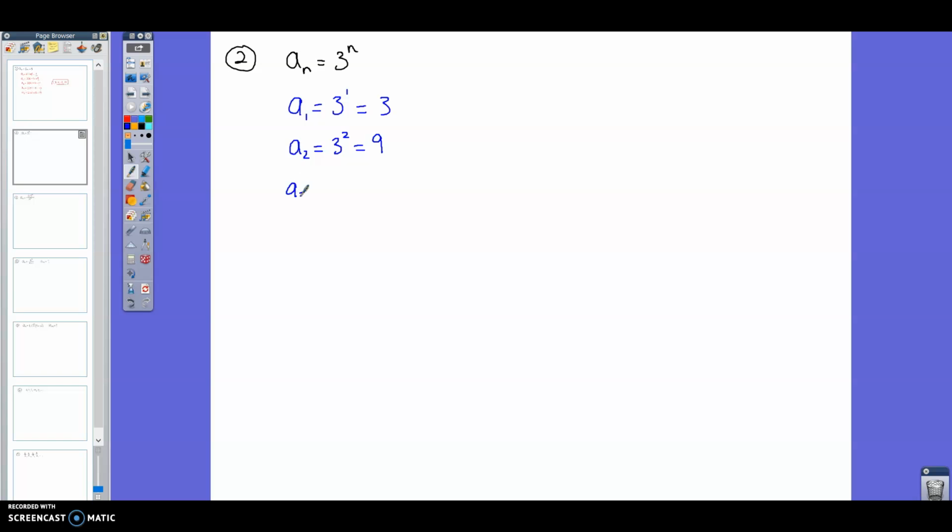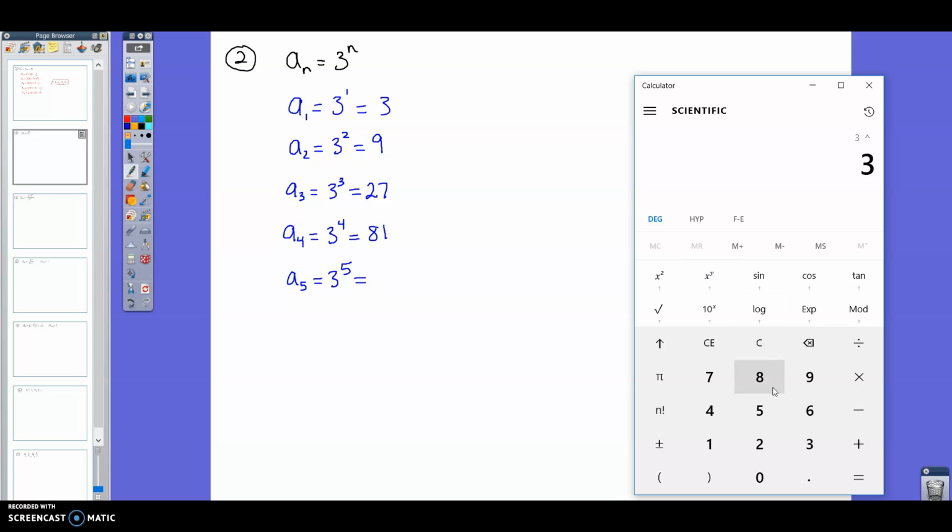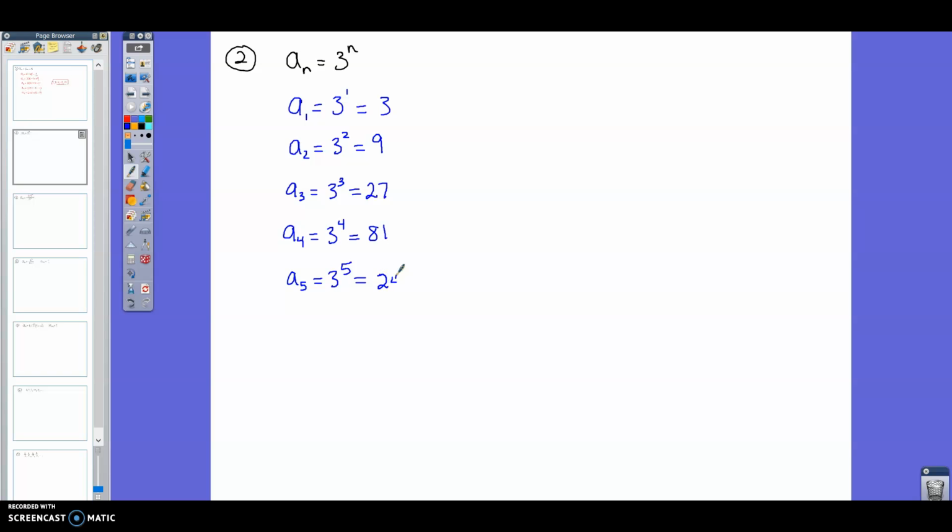To find the third term, we plug in 3. So we have 3 to the third, which is 27. To find the fourth term, we plug in 4. So we have 3 to the fourth, which is 81. And for the fifth term, we plug in a 5, which is 243. So our answers are 3, 9, 27, 81, and 243.